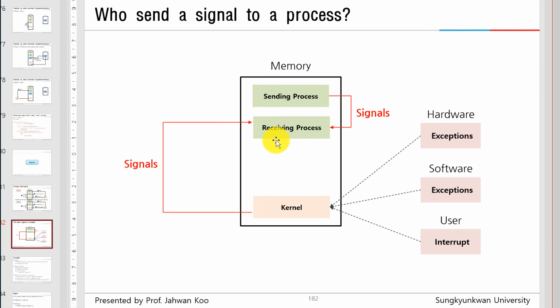Why does the kernel send a signal to the process? One of the events has occurred on your system. The events include hardware exception, software exception, and user interrupt. Due to these signals, the child process may be terminated abnormally.